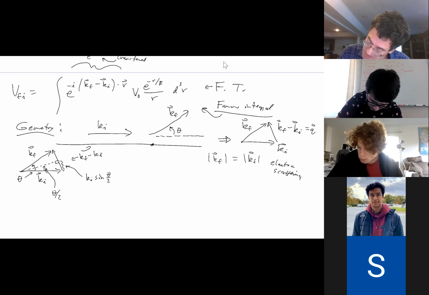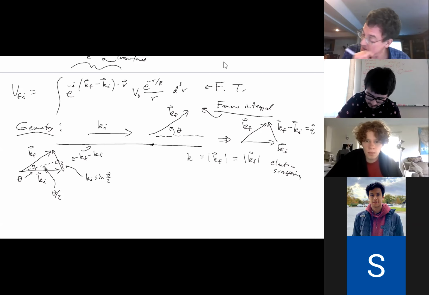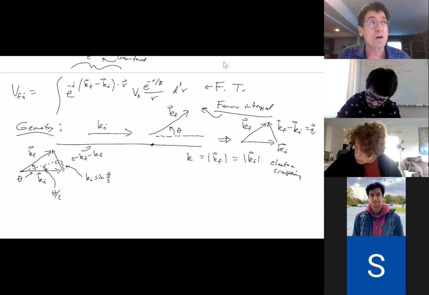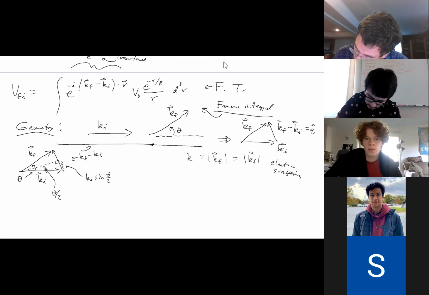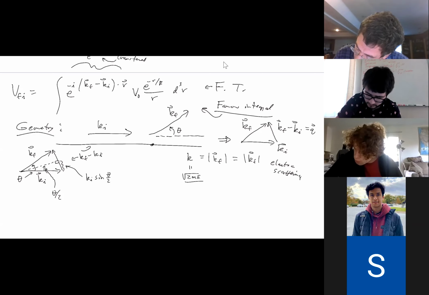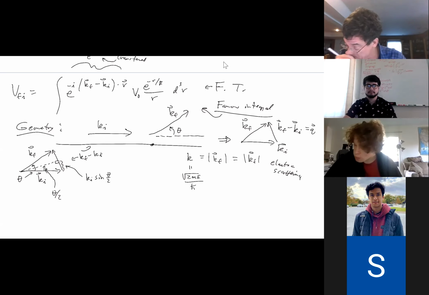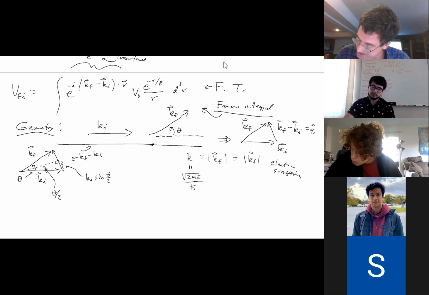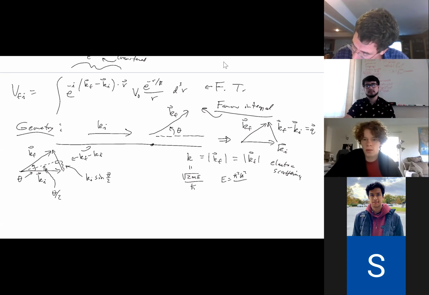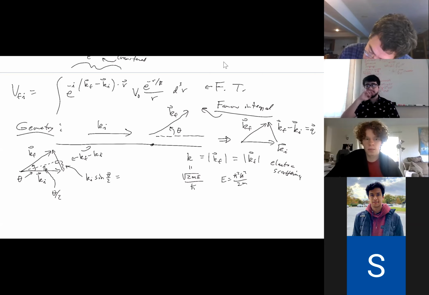And so what we're going to do is let's call Kf equals Ki. Let's just call that K, because K is something that's given in the problem. Remember, K is given in terms of the energy. When someone gives you the length K, that's the same as them giving you the energy, because energy is equal to h bar squared K squared over 2m. And so K is equal to the square root of 2mE over h bar. So K is known. So this thing then is K sine theta over 2.